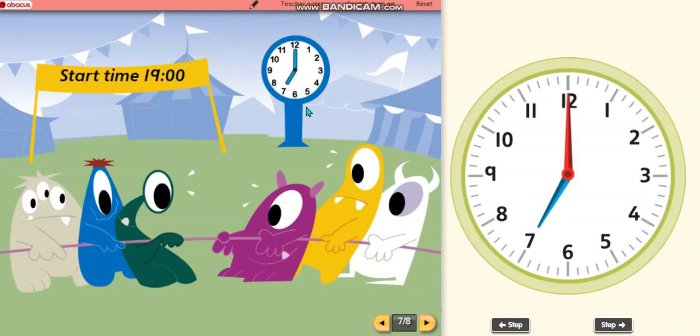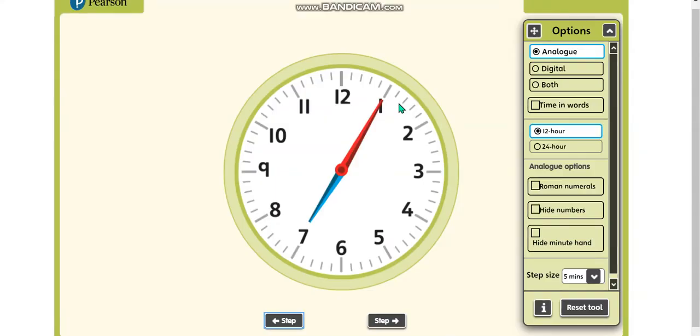Now the first competition takes just 5 minutes. What time do you think will it finish? Alright, that means 5 minutes past 7 or 5 past 7. Again, you need to write this one on your paper, but this time you need to write it in digital time and in analog time, which is in words.